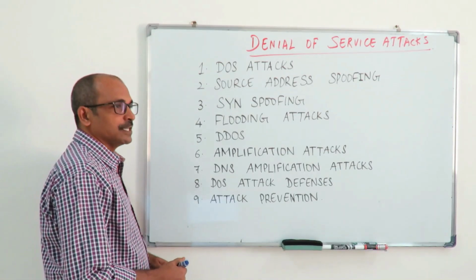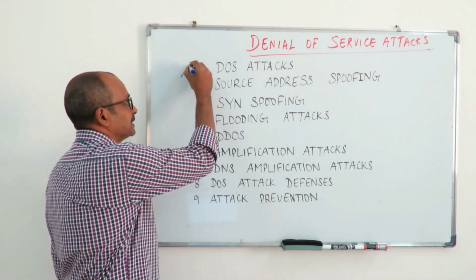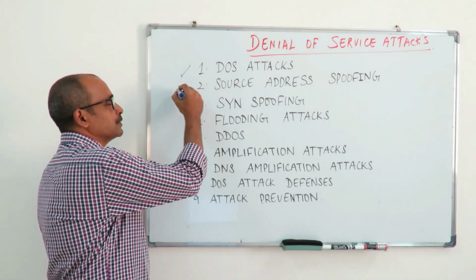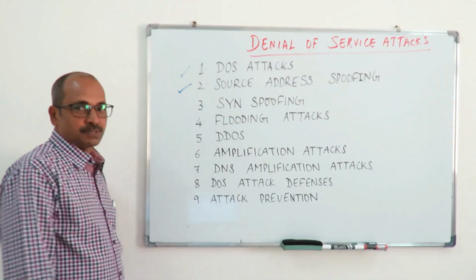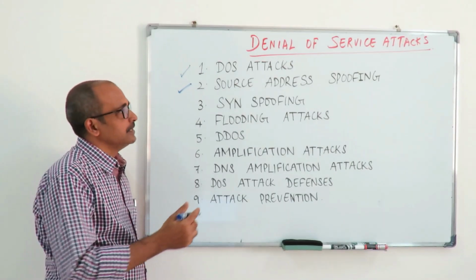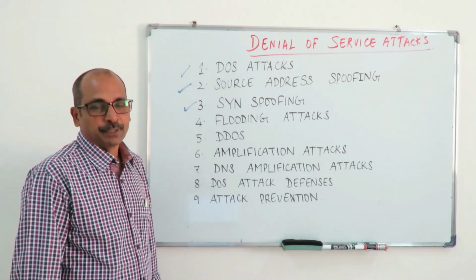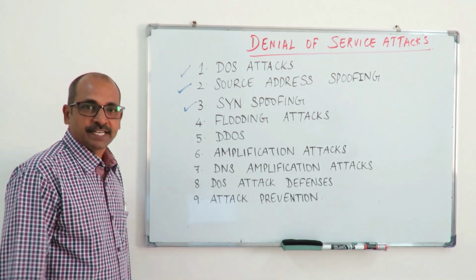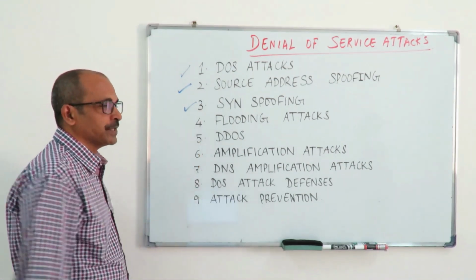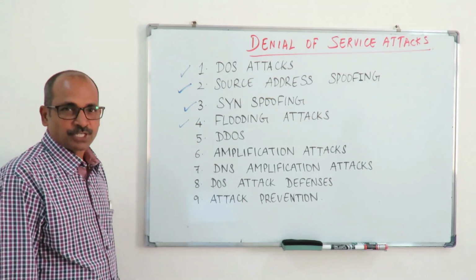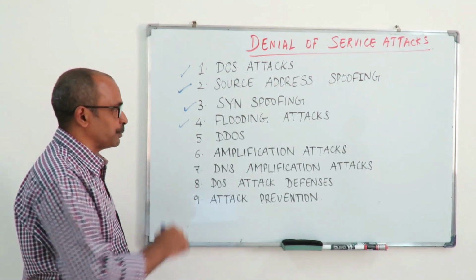The first one is, what is a denial of service attack? The basic things we are going to discuss here. The second one is source address spoofing, which is the basic concept used in denial of service attacks. Then we are going for SYN spoofing using the TCP protocol, how we can do a denial of service attack. Then flooding attacks. There are some types of flooding available, so that is also we are going to discuss in the fourth topic.